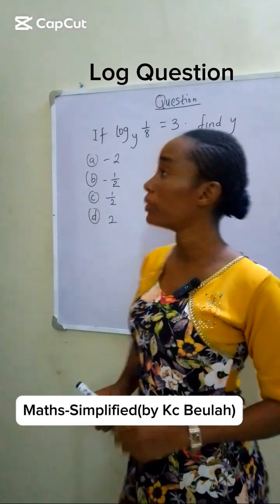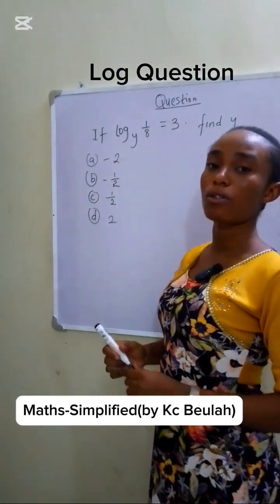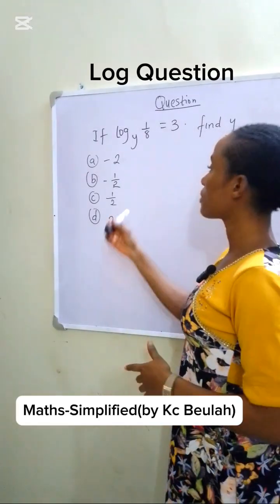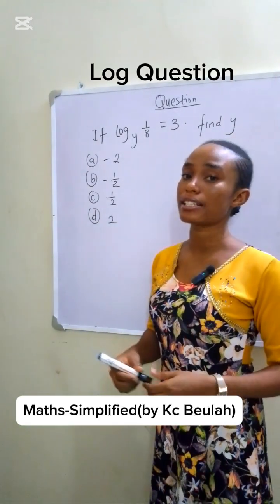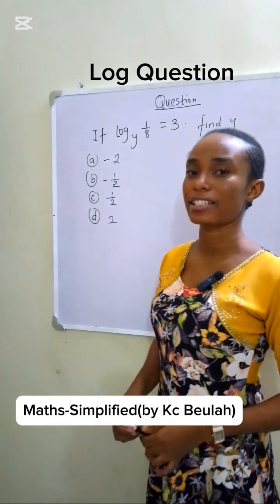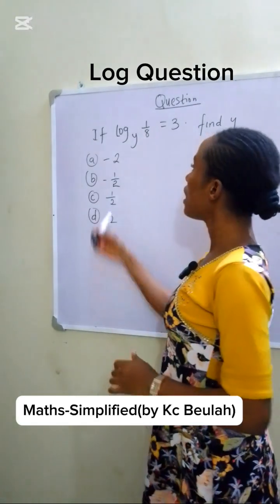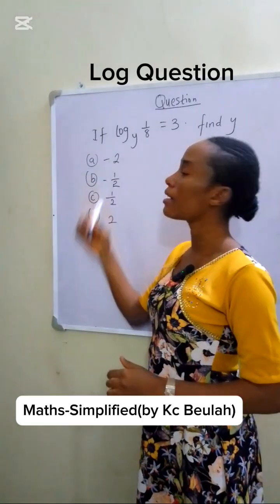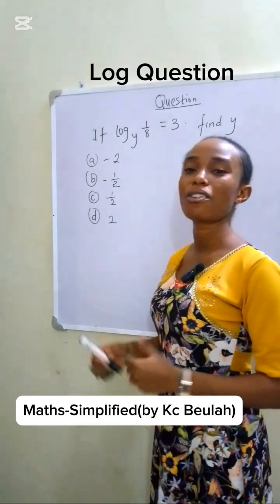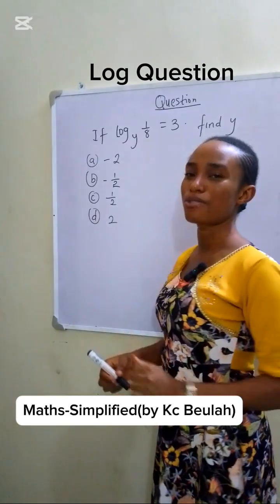Let's consider a question on the board. If log 1/8 base y equals 3, find y. This is a question that comes out mostly in exams, in WAEC, JAMB, further maths exam, GCE, things like that. But we can consider how we can solve this. Is it A -2, B -1/2, C 1/2, and D 2?